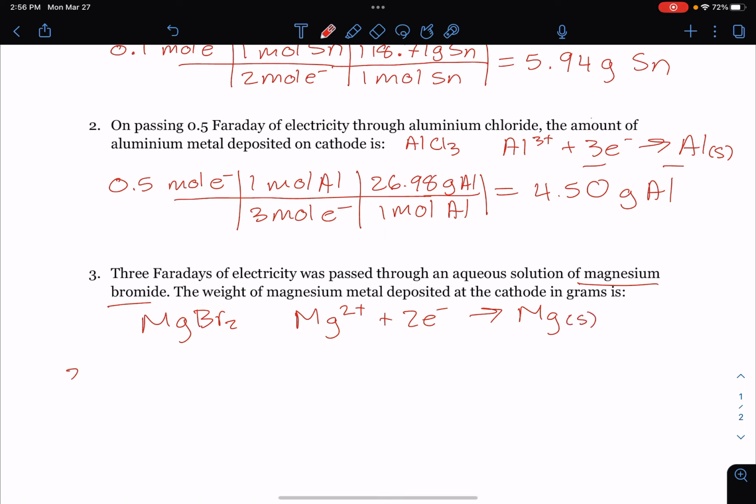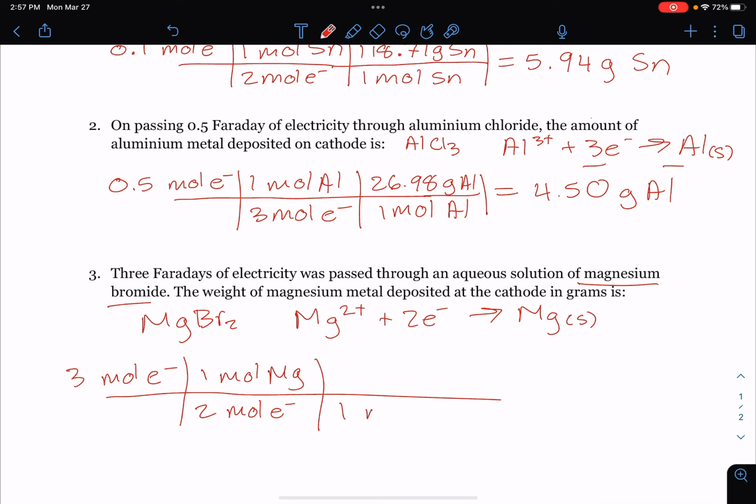3 Faradays of electricity means we have 3 moles of electrons being passed through the cell. For every 2 moles of electrons, we have 1 mole of magnesium. For every 1 mole of magnesium, we have 24.31 grams of magnesium. Calculate this, and we have 36.47, depending on how you rounded, grams of magnesium is plated onto the cathode.